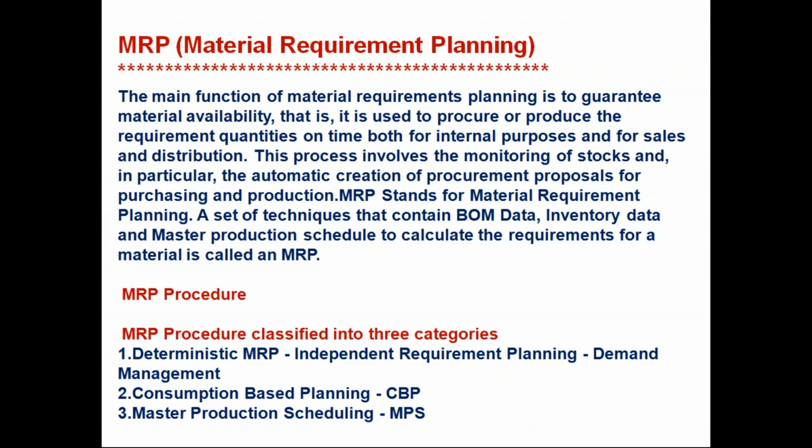So the next topic we are going to look at is material requirement planning. We call it MRP. The main function of MRP is to guarantee the material availability, that is used to produce or to procure the requirements on time, both for internal purpose and for sales and distribution. This process involves the monitoring of the stocks and in particular the automatic creation of procurement proposals for purchasing and production.